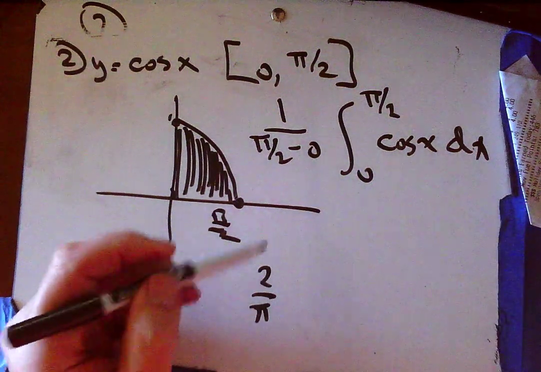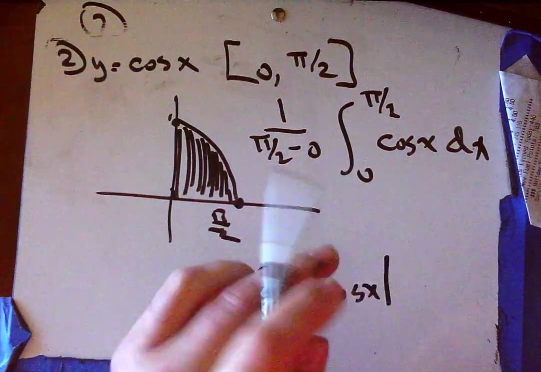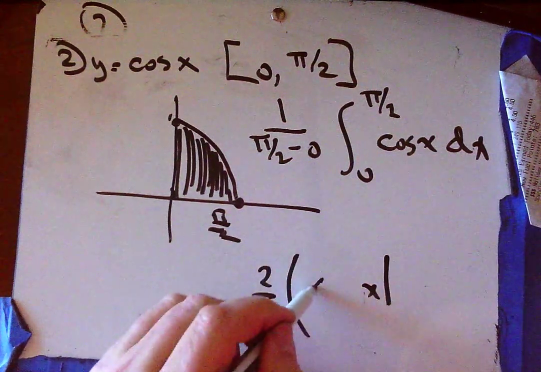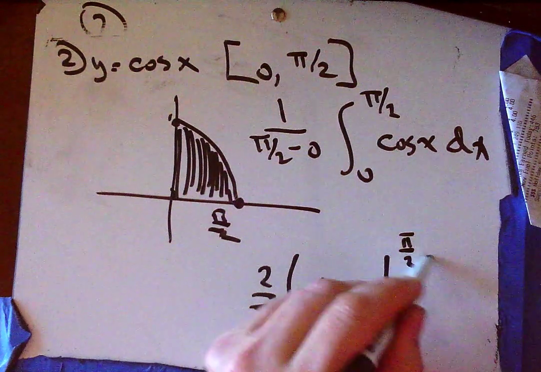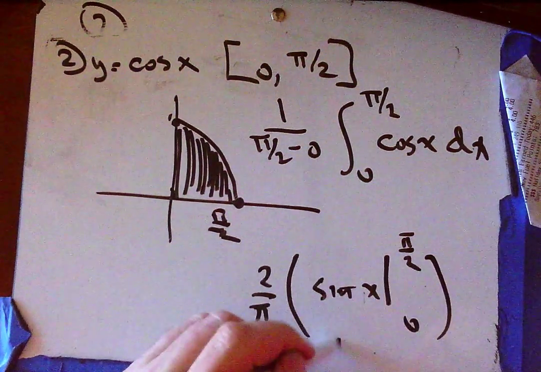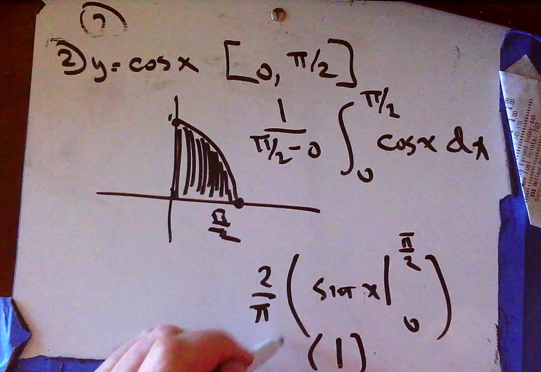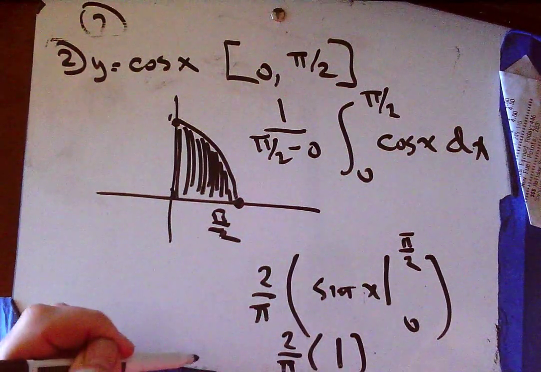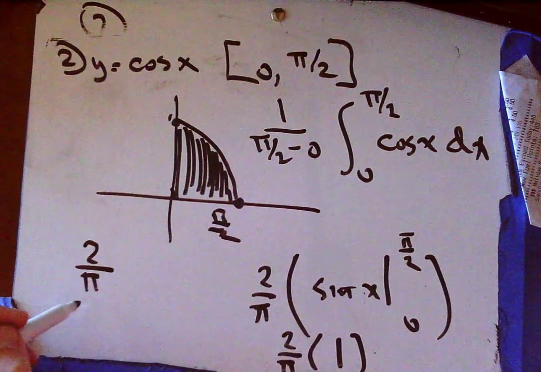And here, when we do the antiderivative, we're going to be looking at cosine x. We're going to be looking at sine x from 0 to pi over 2. Okay, if I plug a pi over 2 in there, I get 1. If I plug a 0 in there, I get 0. And don't forget to multiply by this constant. And so our average value is 2 over pi.